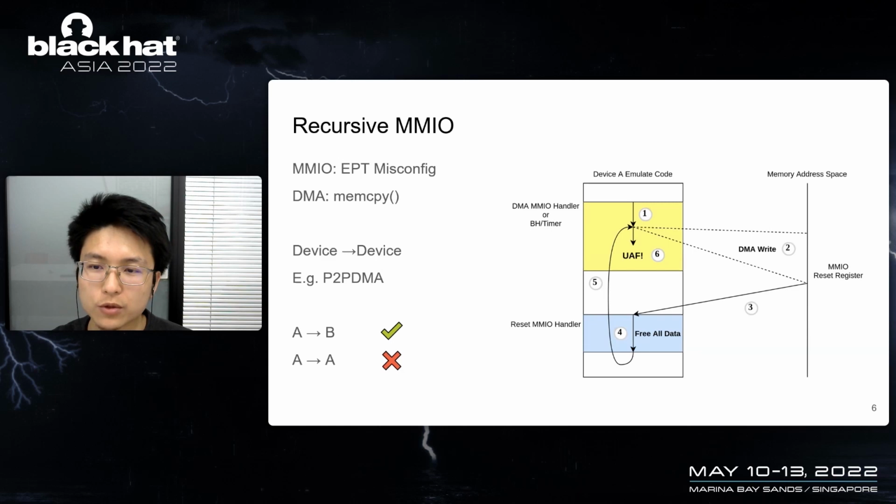The MMIO handler triggered by the DMA may have side effects on the device that launched the DMA. So when the control flow returns to the device, bad things may happen. For example, as shown in the figure, we set device A's DMA destination to its own reset register. When it writes to the register later, its internal data structure will be freed. After the reset routine returns, since the I/O has not been completed, the freed data structure will be used, thus triggering a use-after-free exception.